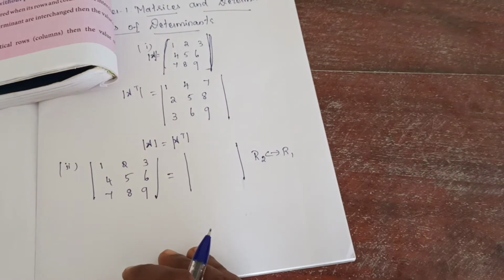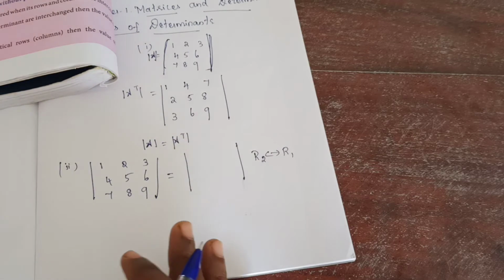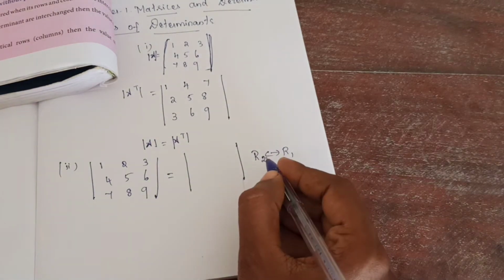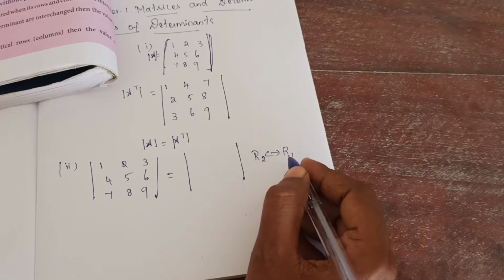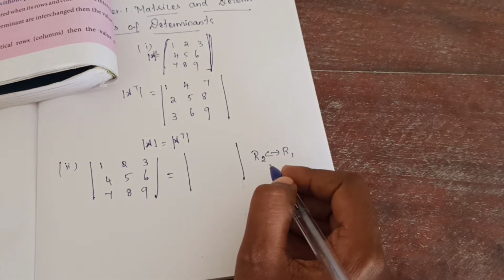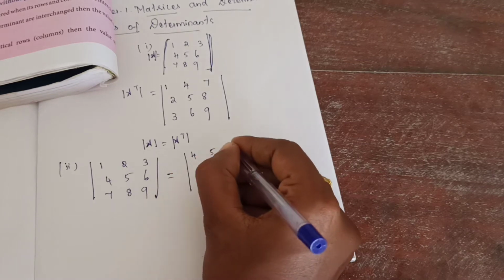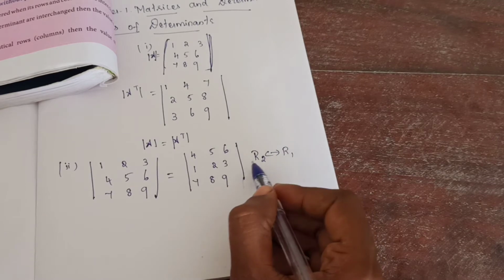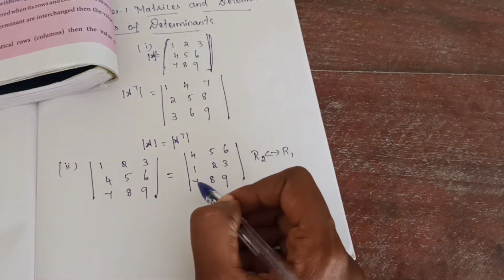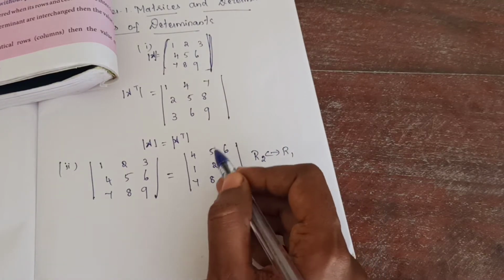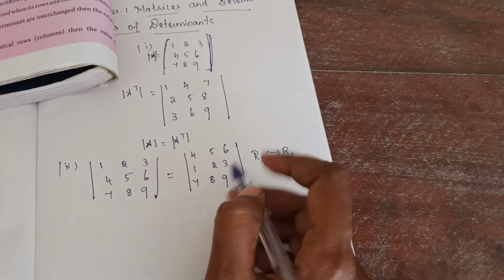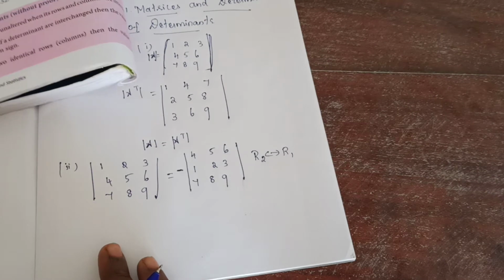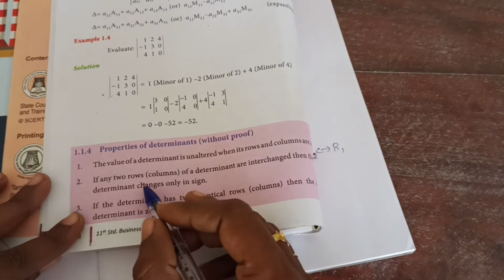So I am going to interchange R1 and R2. Properties are very important for doing the next problems. In the place of R1 I am placing R2, and in R2's place R1. So 4, 5, 6, 1, 2, 3, 7, 8, 9. Understand? R2 and R1 I have interchanged. In that case, you need to change the sign, so you need to insert a minus here. That's the second property.